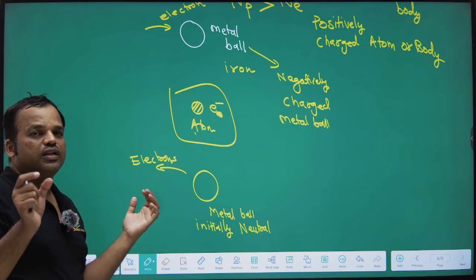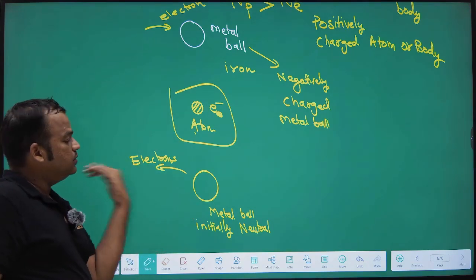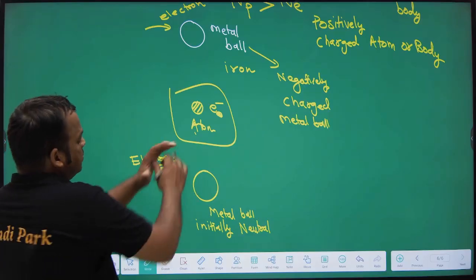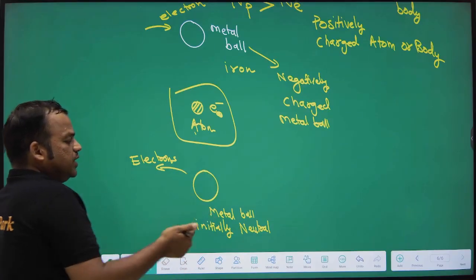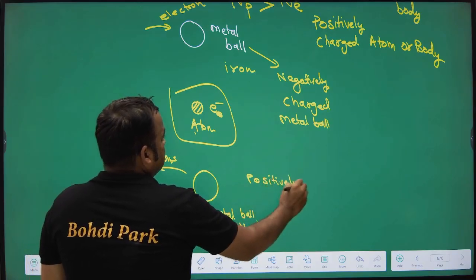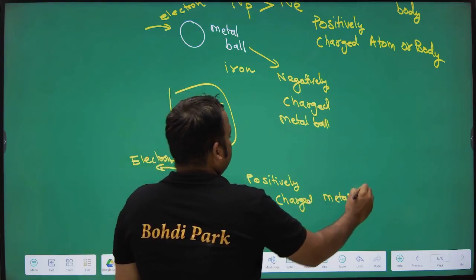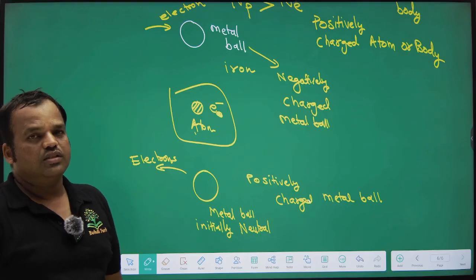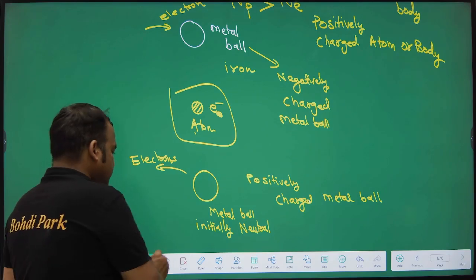Each atom will get positively charged, because there will be a deficiency of electrons. So a large number of atoms will become positively charged. So the whole collection of atoms, this body, becomes positively charged. So we'll call it a positively charged metal ball. This is an example of a charged body, or charged object.